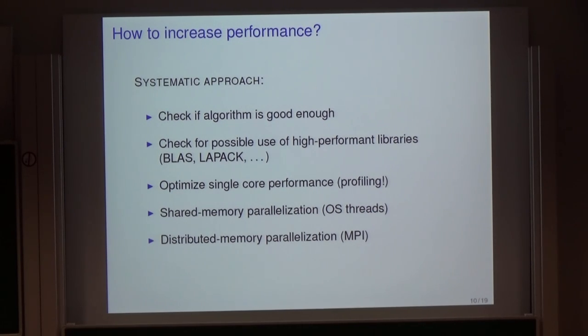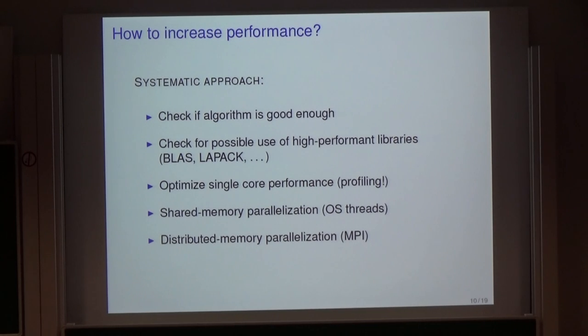You can very easily make a bad algorithm. You can make it perform perfectly, but if it's a bad algorithm, then the accuracy or the convergence which you achieve is simply not a good purpose. Then you should check if you can maybe use high-performant libraries. Linear algebra is an important sub-problem in this domain, and there are good high-performant libraries, so that's also a point where you can gain something.